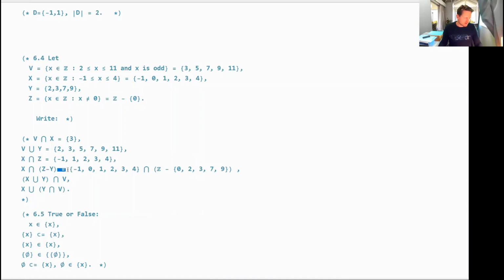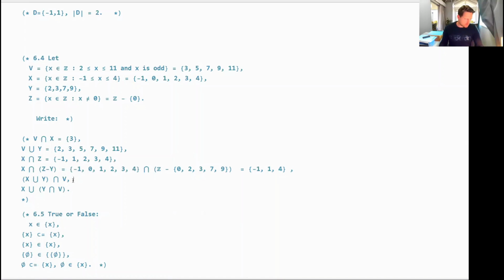So simplifying that, we basically take those out of the set x. So we get rid of 0 because it's not in z. We get rid of 2 and 3, and we're left with -1, 1, and 4.